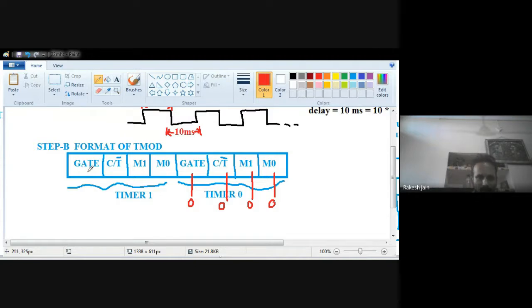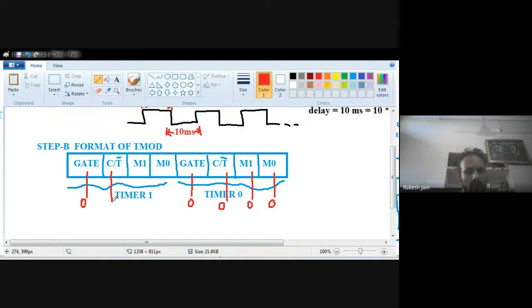So Gate we should always put 0 because we are doing on-chip programming instead of interfacing with any device. So because we want to do on-chip programming, that's why Gate is 0. Now C/T bar. We want to use timer 1 as a timer to provide a time delay instead of a counter to count something, like counting a number of pulses. Here we just want to provide a 10 millisecond delay.